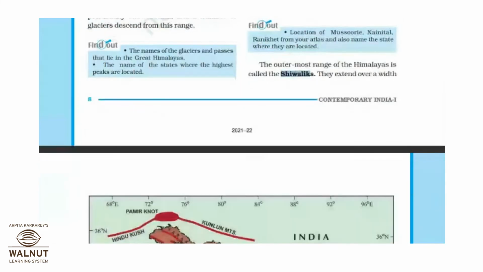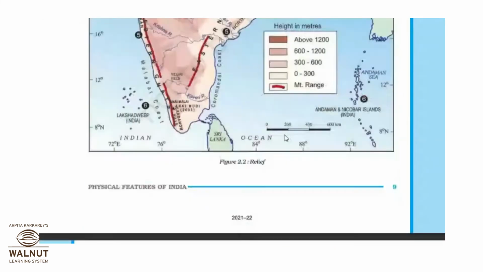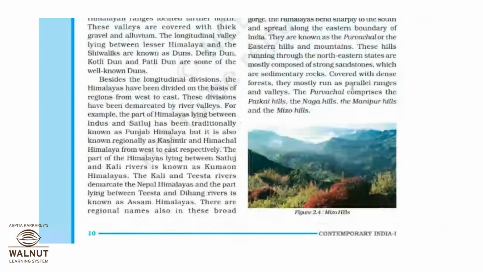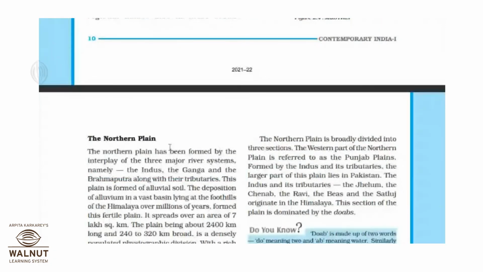Okay, fine. And what are they called from east to west? They are referred to as Purvachal. So the Purvachal comprises the Patkai Hills, Naga Hills, Manipur Hills, and the Mizo Hills. Is it clear? Yes, ma'am. Okay, next time we are going to study the northern plains.